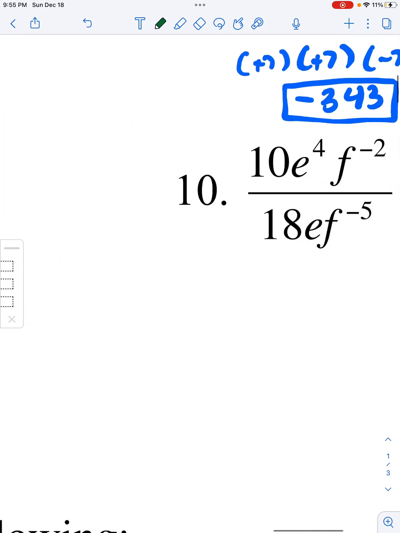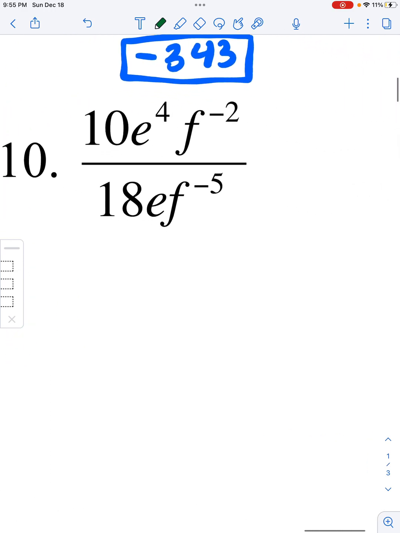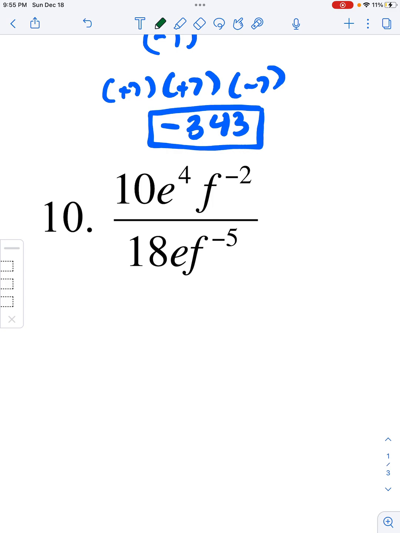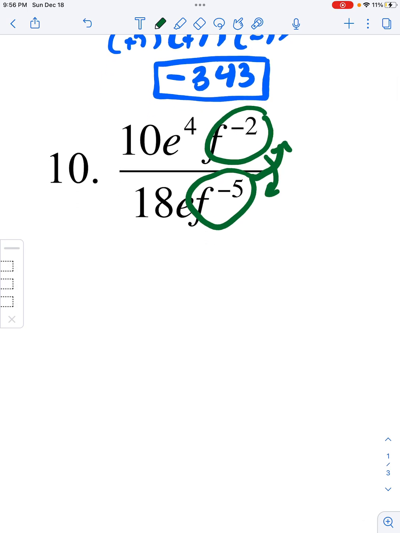So that's that. Okay, so here I don't have parentheses, but I do have negatives. This one is going to move down, and this one is going to move up. So I don't like to do too many things at once because I lose track.